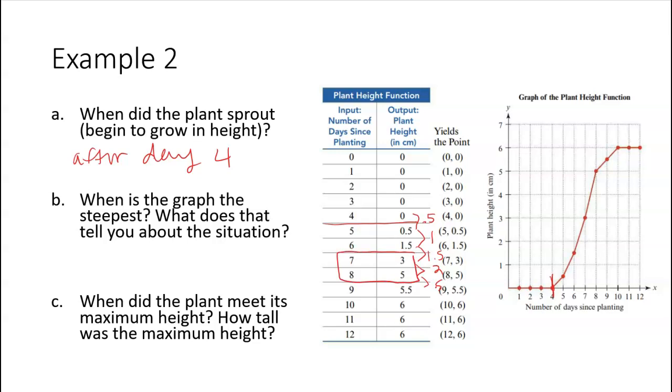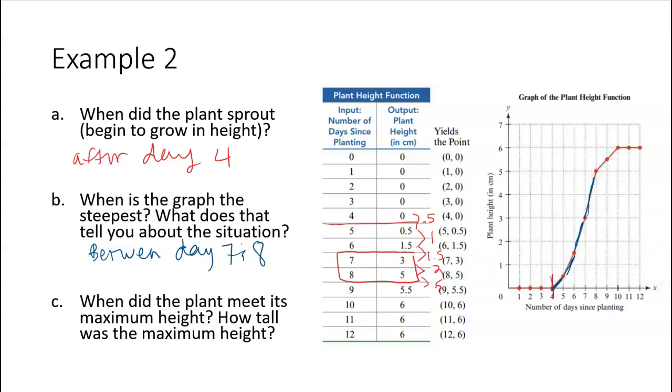And on the graph, what this would look like is this portion here. What is the steepest line? And it is really hard to tell what's steepest. The table really does help us out. So that would be between day 7 and 8.